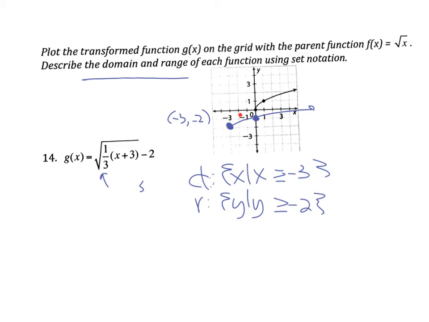Instead of going over 1, up 1, I'm going to stretch it by 3 horizontally, so I'll go over 3, up 1. Don't forget your domain and range. Guys, your domain and range come from your beginning point. And that point right there is -3 and -2. Domain is x, range is y. Got it.